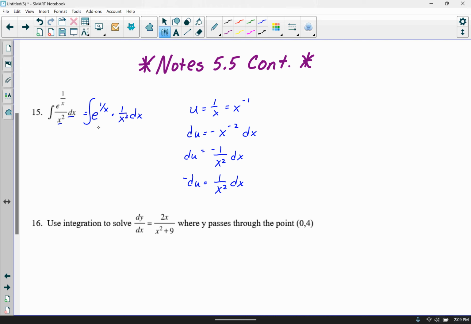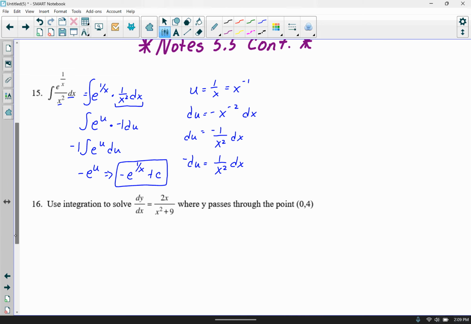So now we know that e to the 1 over x, we can write as e to the u, and this portion here is your negative du, so it's really like a negative 1. I'm just going to factor that negative 1 out in front like I was doing in class, and then I'm left with the integral of e to the u du. As we talked about before, the integral of e to the u is always e to the u. I've got my negative out front, so I'm just going to replace my u, so I'll have negative e to the 1 over x plus c. And that would be our final answer.